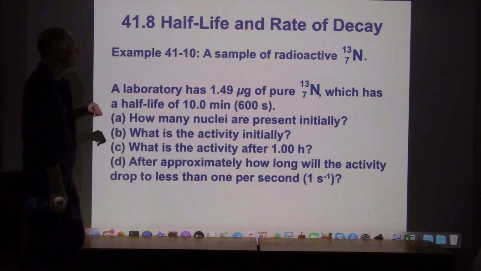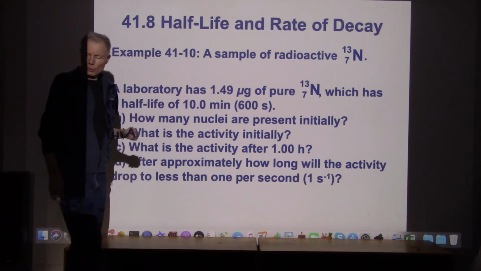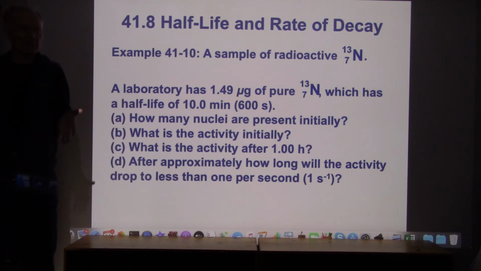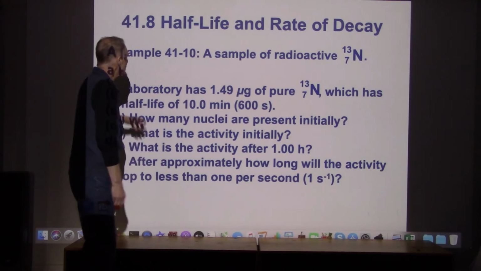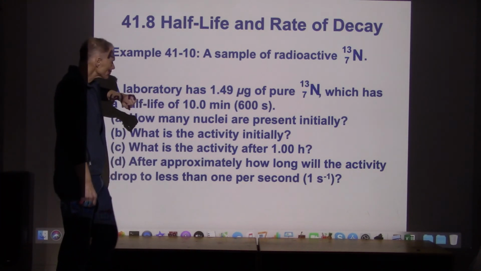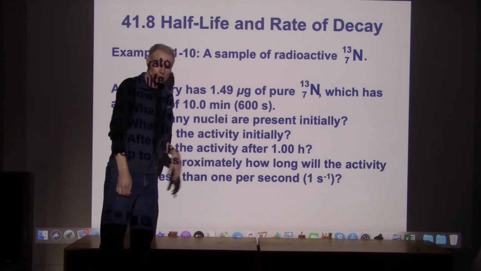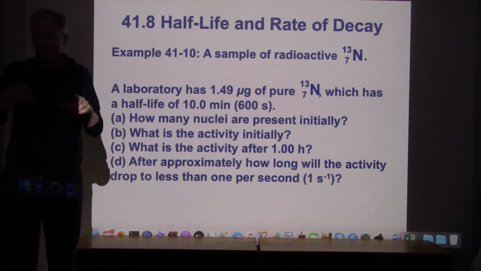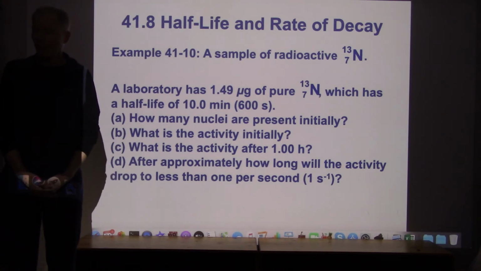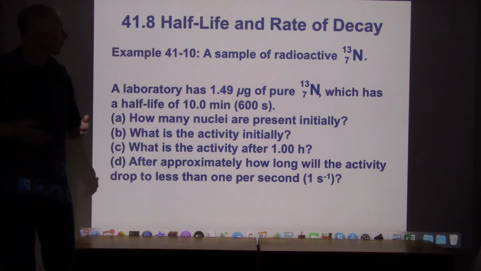So there's a number of questions going on here. I've got this radioactive nitrogen-13. Remember nitrogen-14, boy, that's a really stable nucleus. Nitrogen-13, not so much. It actually decays into carbon-13. We'll see that. So it says in a laboratory, we have 1.49 micrograms of pure nitrogen-13. So this time, we've created a sample of nitrogen-13, and it's pure. Every one of those nuclei in there is nitrogen-13, and it's going to radioactively decay.